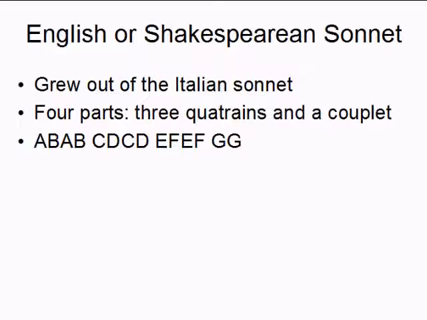The English or Shakespearean sonnet grew out of the Italian sonnet, but it's so different that it warrants a separate classification. The English sonnet has not 2 sections, but 4. It has 3 quatrains, each with their own rhyme scheme, and a final concluding rhymed couplet. The most common rhyme scheme for the English sonnet is A-B, A-B, C-D, C-D, E-F, E-F, G-G.